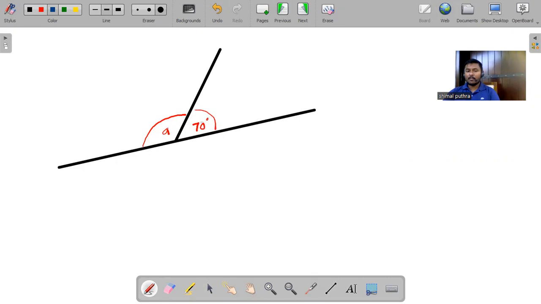Why? We know the sum of the angles of a straight line is equal to 180. That means this angle A plus this 70 should be equal to 180. You can just simplify the equation. This is just A is equal to 180 minus 70. So A should be equal to 110. We found A, that is equal to 110. That is very easy for you. I will come to another example.